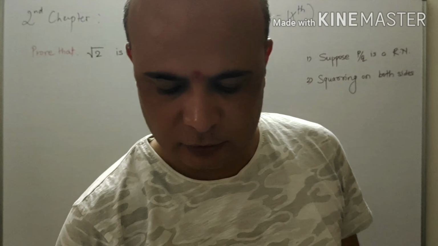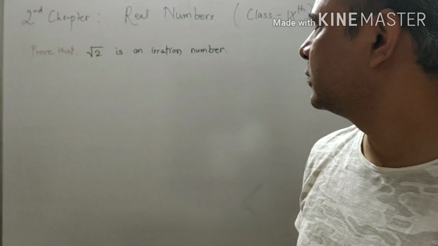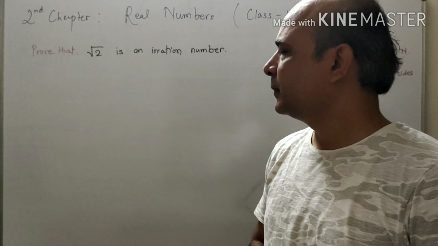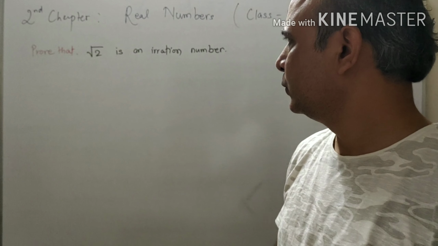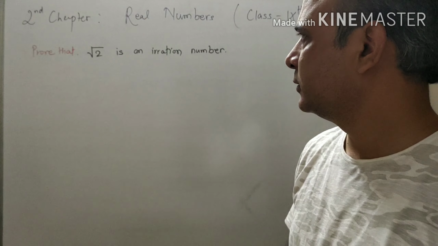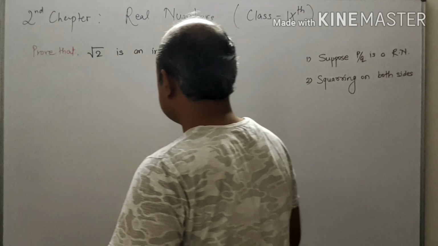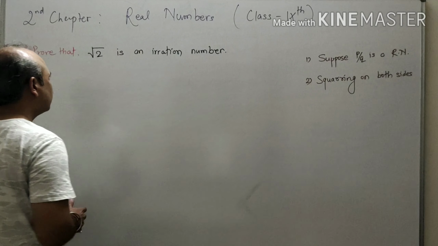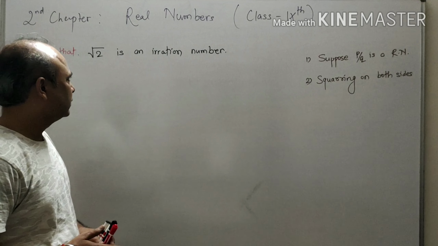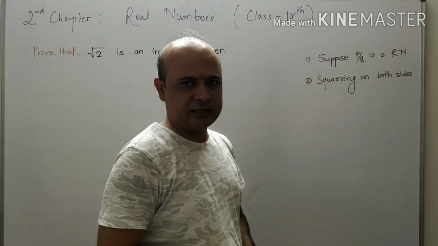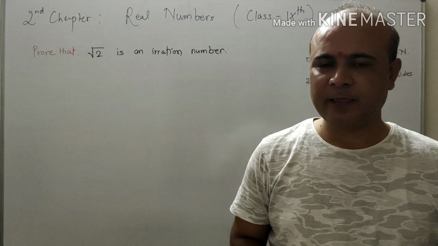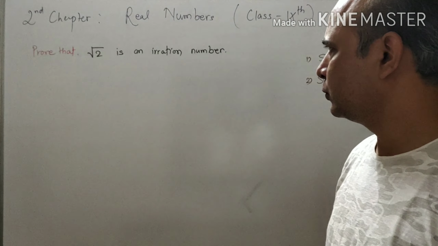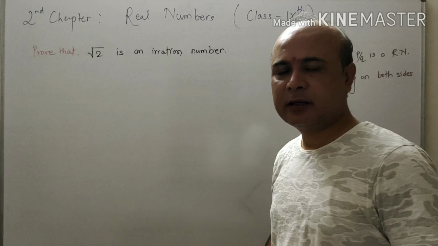And student, today our topic is real numbers. That is chapter number 2. In this chapter, we are going to prove that root 2 is an irrational number. Okay student, we are going to prove that root 2 is an irrational number.